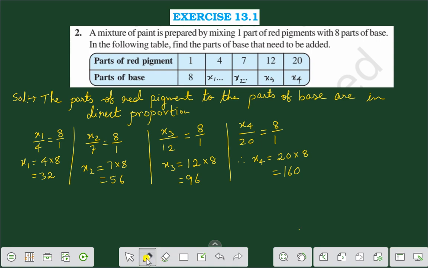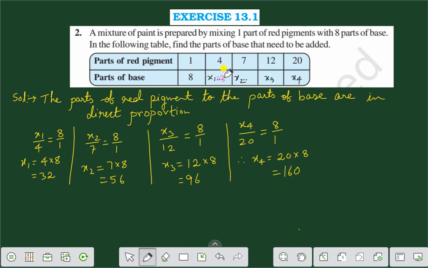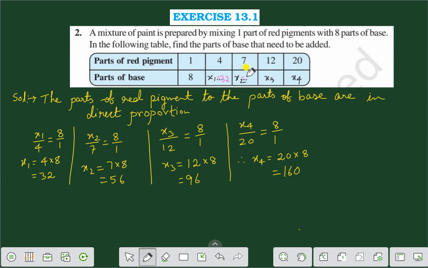You see, the value of x1 is 32. The value of x2 is 56. The value of x3 is 96. And the value of x4 is 160. In this way, you can find the various values of parts of base.